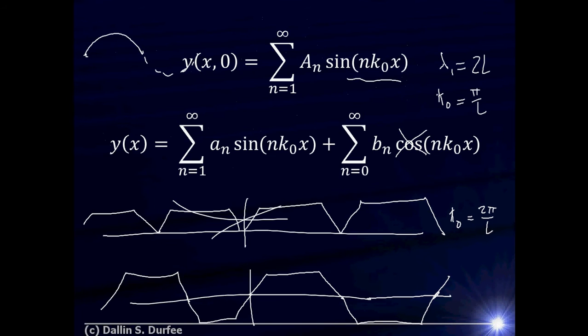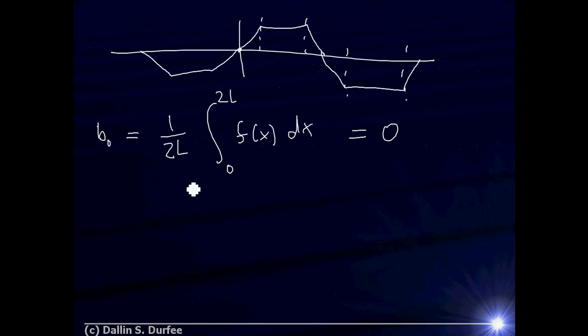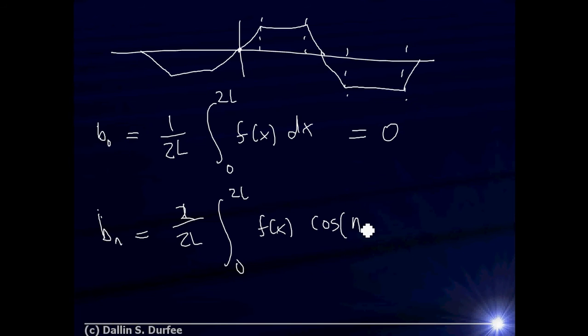Because I wanted to write like this. This has no b naught term in it. In fact, it doesn't have any b terms. So let's look at b sub n. For n greater than 0, we get 2 over 2L times the integral from 0 to 2L of f of x cosine n k naught x dx. Once again, we look at this and we say cosine is even, our function is odd, I multiply them together, I get something odd. That's going to integrate to 0.